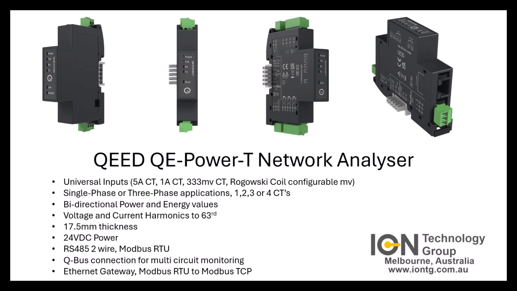The Power T can also measure bidirectional power and energy values. Depending on the module, it can measure voltage and current harmonics up to the 63rd. Powered by 24 volt DC, it supports a 2-wire RS485 connection for Modbus RTU. Using the QBus facility, you can connect multiple meters and perform multi-circuit monitoring, requiring only one power and one Modbus connection.